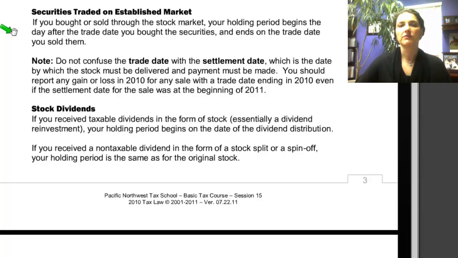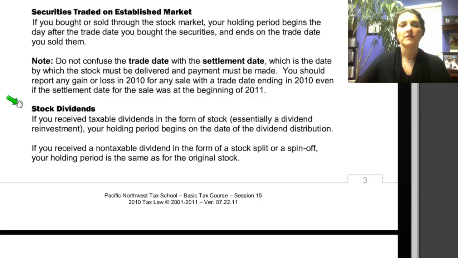Securities traded on established market. If you bought or sold through the stock market, your holding period begins on the day after the trade date you bought the securities and ends on the trade date that you sold them. Please note, though, do not confuse the trade date with the settlement date, which is the date by which the stock must be delivered and payment must be made. You should report any gain or loss in 2010 for any sale with a trade date ending in 2010, even if the settlement date for the sale was the beginning of 2011.